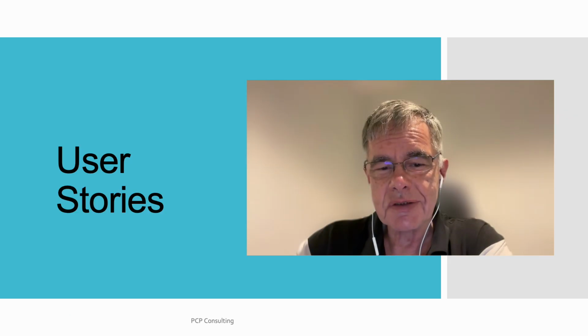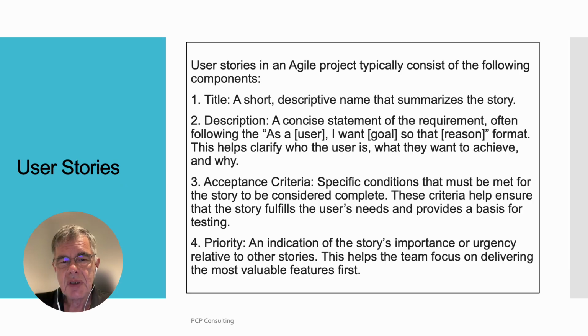User stories. User stories in an Agile project typically consist of the following components. Title, a short descriptive name that summarizes the story. Description, a concise statement of the requirement, often following the "as a user, I want goal, so that reason" format. This helps clarify who the user is, what they want to achieve, and why.